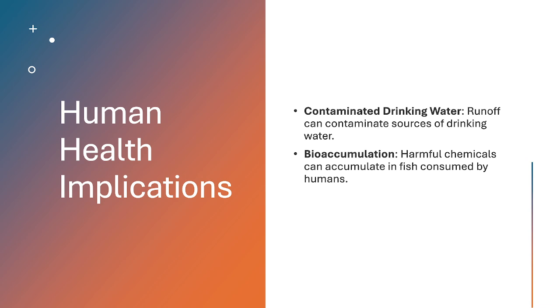Human health implications. Chemical runoff doesn't just affect aquatic life, it also poses significant risks to human health. Contaminated runoff can pollute sources of drinking water, leading to health issues for communities. Harmful chemicals can accumulate in fish and other aquatic organisms that humans consume, resulting in bioaccumulation and potential health risks.